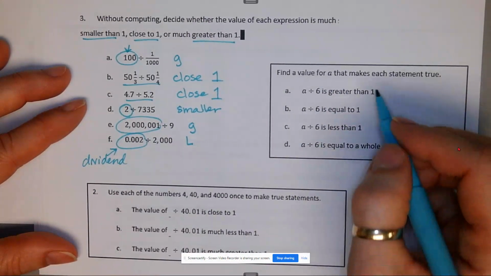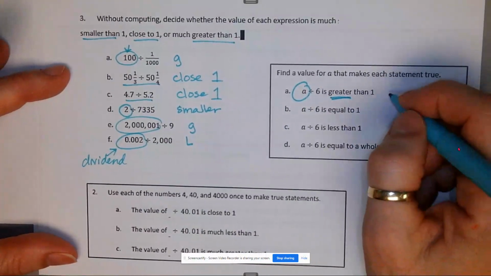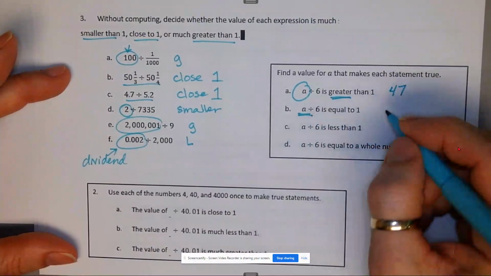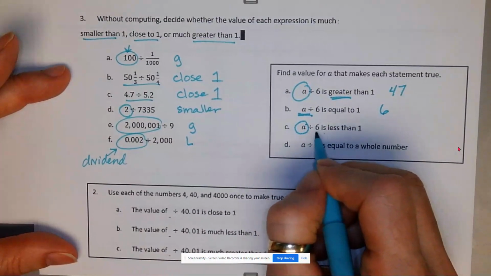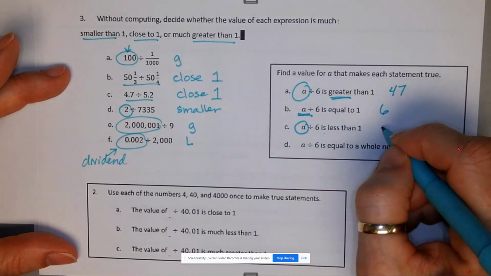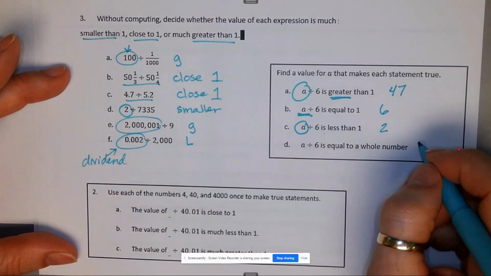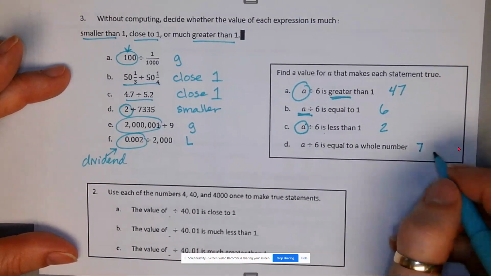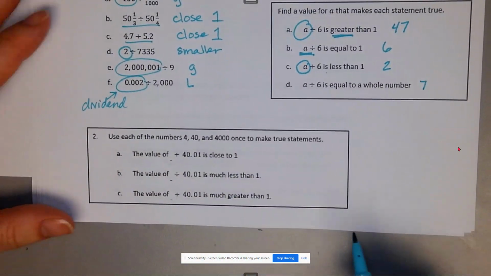Find a value to make it true. Well, if I want the answer to be greater, my dividend has to be greater. Any number greater than 6 will work. I want it to be equal. That would be exactly 6. I want it to be less. It has to be less than 6. That could be 2. It could be a decimal. Equal to a whole number, it's kind of random. I could just say 6 or 7. If it's less than 6, it's going to be a decimal.